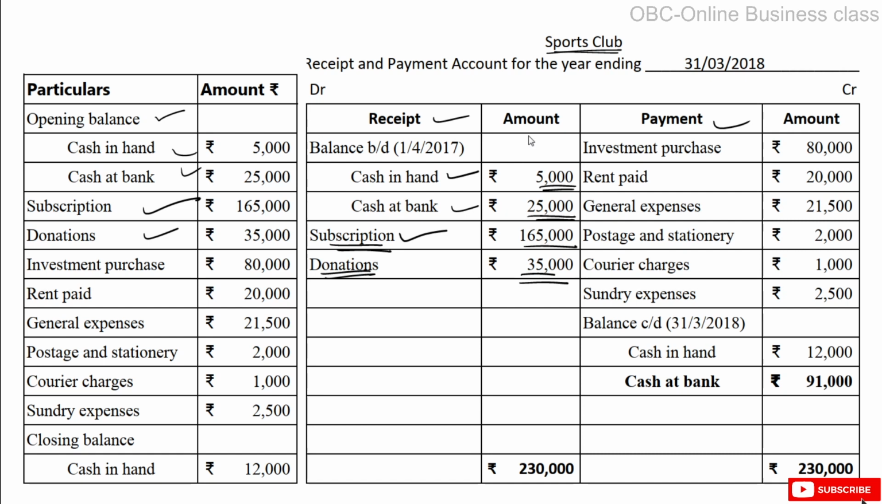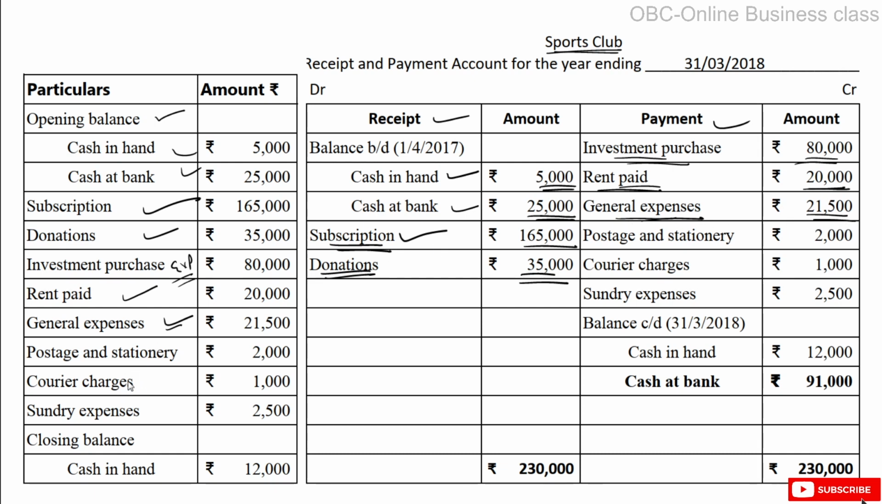Next is investment purchase. Investment purchase is 80,000 rupees. Purchase is nothing but you are making payment towards that investment, so you will be recording in payment side investment purchase 80,000 rupees. Next is rent paid 20,000. You are just paying rent, so that will be recorded in payment side, that is 20,000 rupees. Next is general expenses 21,500 rupees. That is also an expense, so that will be recorded in payment side, general expenses 21,500 rupees.